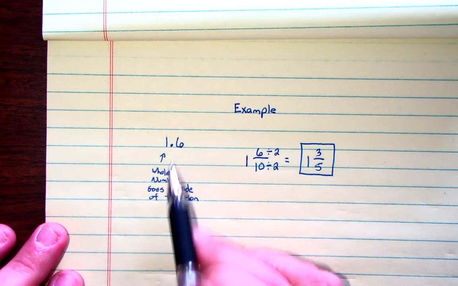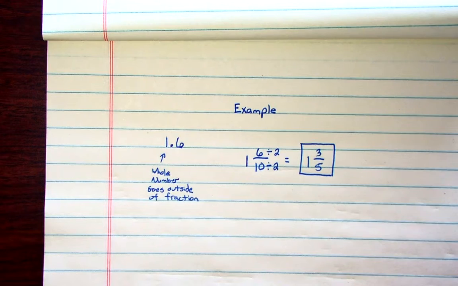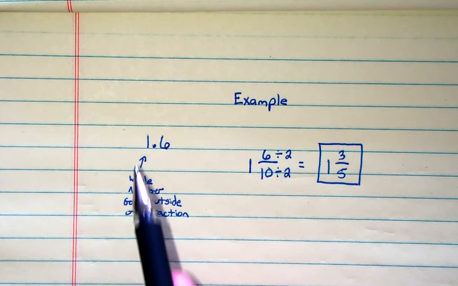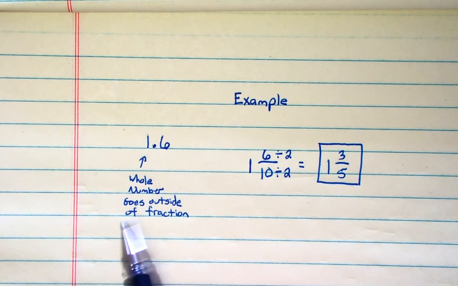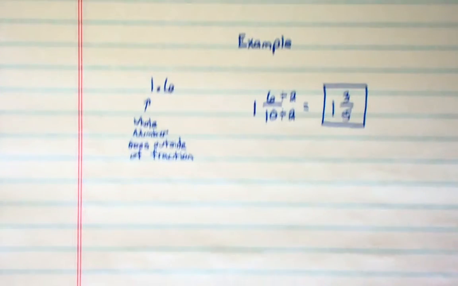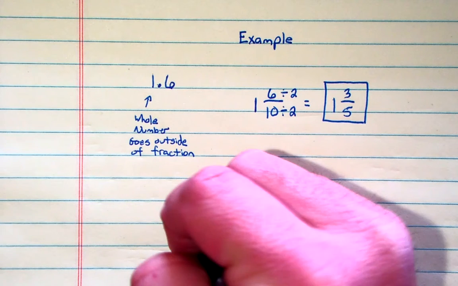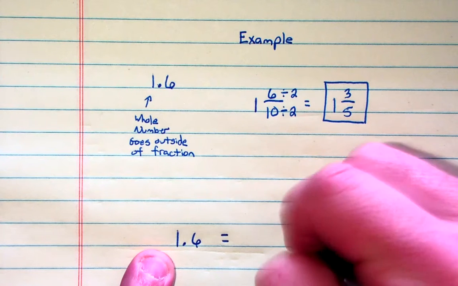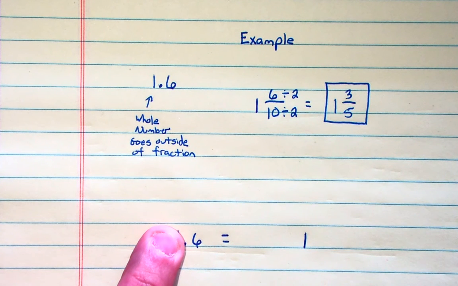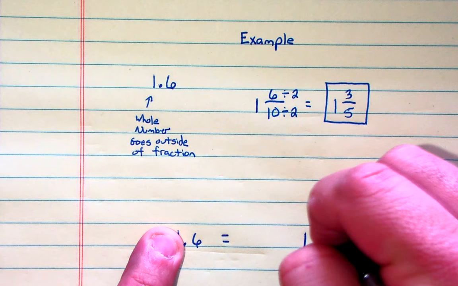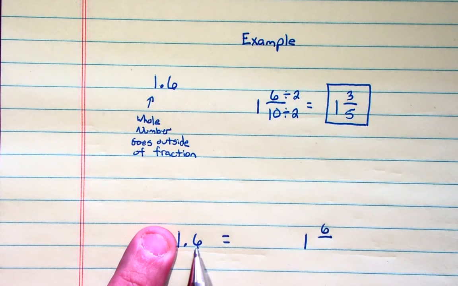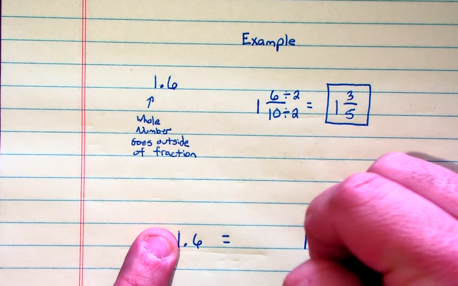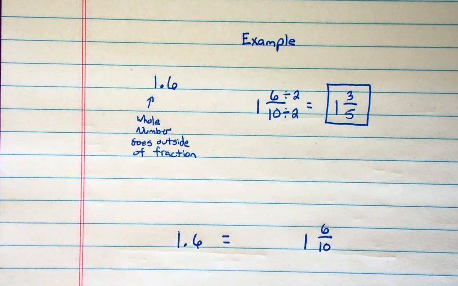Now let's look at this next example. Oh, look at this. I have a number in front of the decimal. So I left a note here. The whole number goes outside of your fraction. So I'm going to rewrite it. I know I have all the work right here, but I'm just going to rewrite it. Your whole number, the 1, goes outside. And now cover up your decimal. The number given would be 6. And that's only one number after the decimal, so that's my tenths place. So you have 1 and 6 tenths.